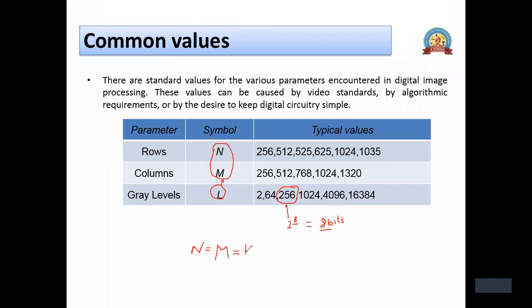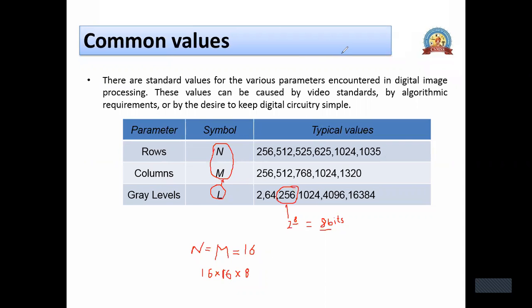So the total bits required to store this image will be 16 multiplied by 16, that is m multiplied by n, multiplied by the number of bits required for storing each gray level, that is 8. That many bits will be required to store the image. Got it?